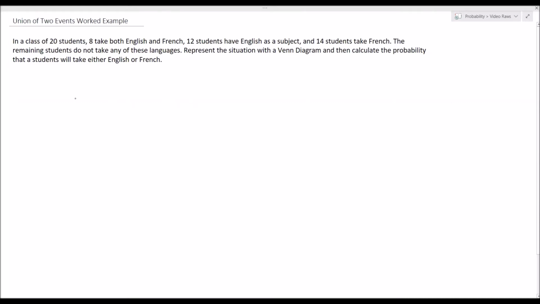In a class of 20 students, 8 take both English and French, 12 students have English as a subject, and 14 students have French as a subject. The remaining students do not take any of these languages. Represent the situation with a Venn diagram and then calculate the probability that the student will take either English or French.